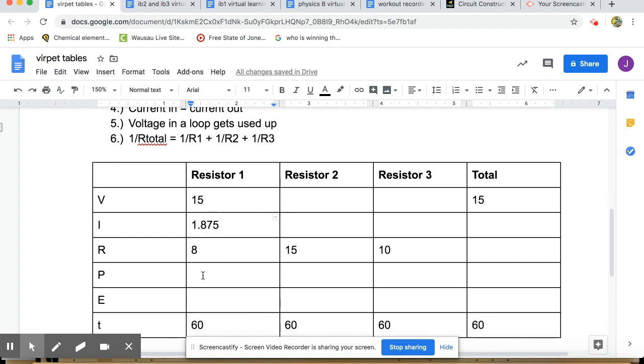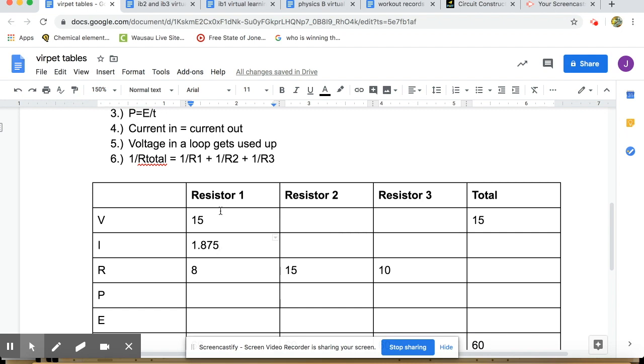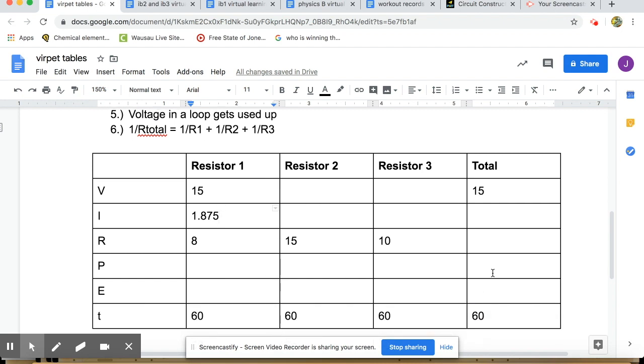Now, if I wanted to, I could actually calculate the power and energy because I have I, V, and R for that resistor, and I can use P equals IV and V equals IR. And the cool thing about power and energy is I can always add up to find the totals, because that's a good way to check your work, because the power and energy will always add up to the total. So you can always check your work that way.